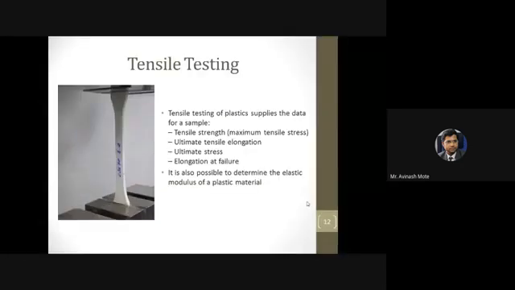Okay, let's revise some of the things. Some you have studied already. The first basic concept here is stress. You can unmute or you can chat. What is the definition of stress?